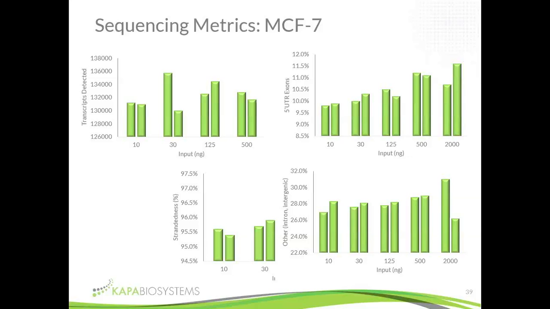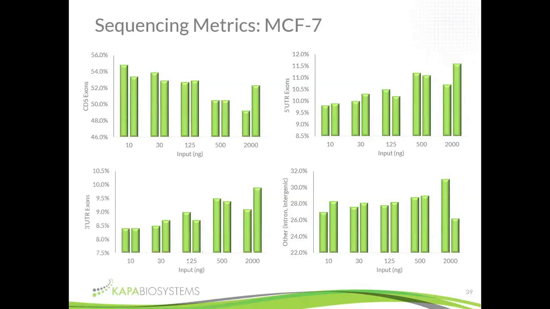As an additional QC metric, we analyzed the percentage of exons and 5' and 3' UTR regions. Again, these values were consistent between inputs and across replicates. The remaining 30% of reads consists of reads that are unmapped and reads that map to introns and intergenic regions, which is consistent with our expectations.